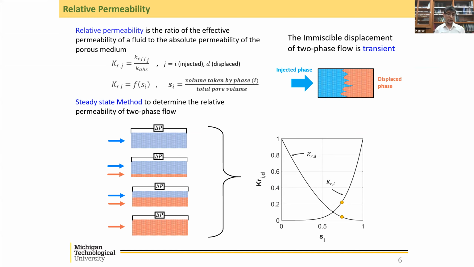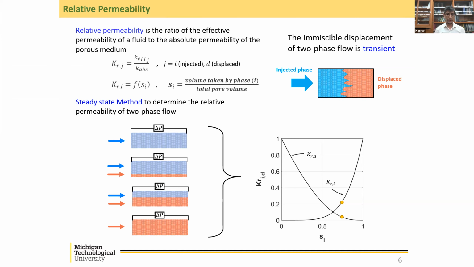And there are many techniques to estimate the relative permeability. The simplest way is called the steady state method. So in the case of two-phase flow, they inject many different fractions of the two phases. They take advantage of the fact that the pressure drop will be the same for both of them, and then estimate the saturation and the relative permeability based on that.